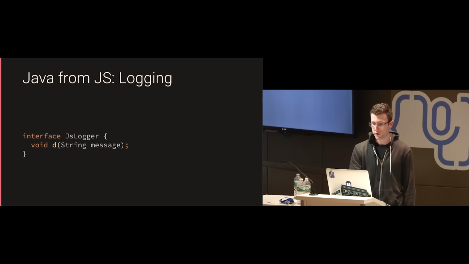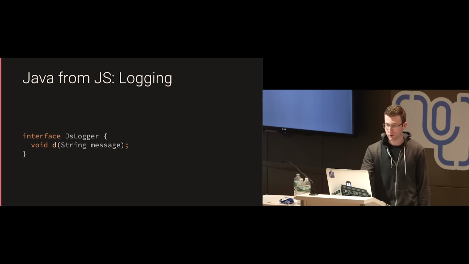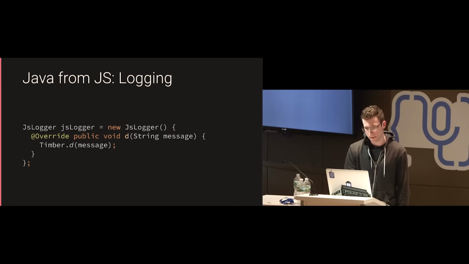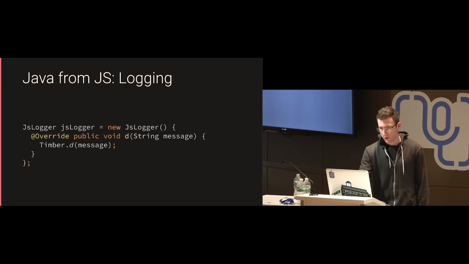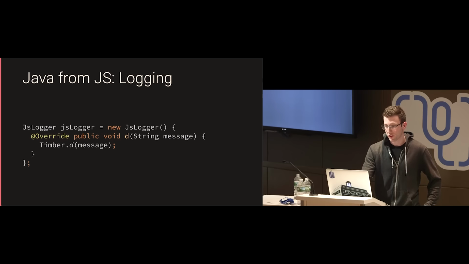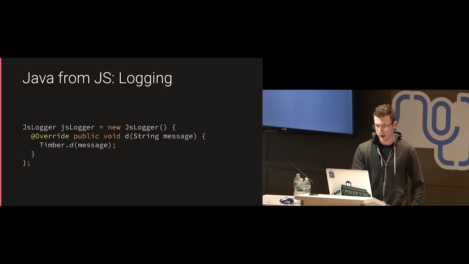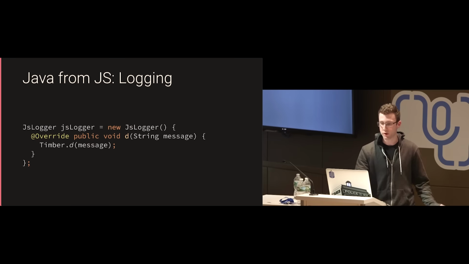So we can create an interface. We'll call it JS Logger. And just for simplicity of this talk, it's going to have one method called D, which is for logging a debug message. We create a new instance of this JS Logger. And in our implementation of D, we are just going to proxy that to Timber.